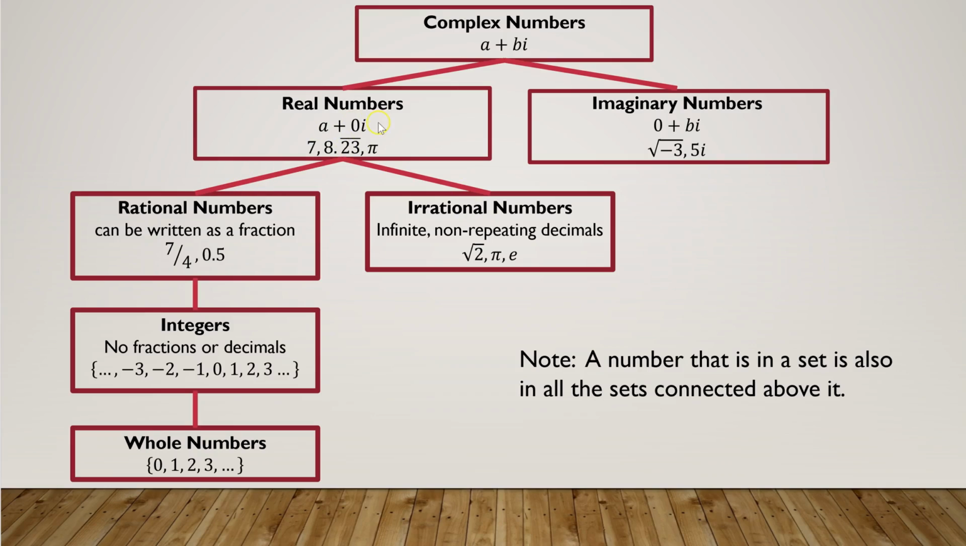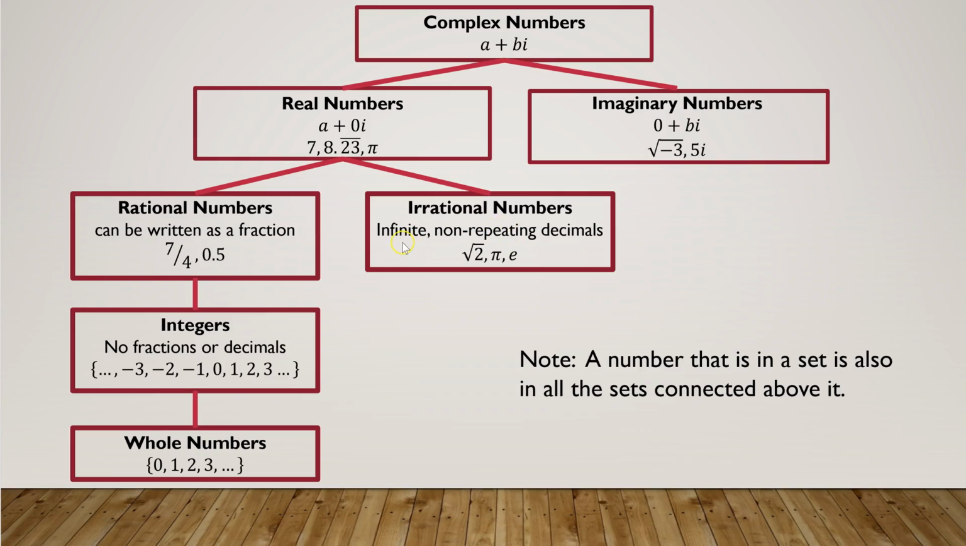Now within the real numbers we have two smaller sets. We have the rational ones, which are the ones that can be written as a fraction. So like 7 over 4, 1 over 3, those are numbers we can write as a fraction. But you also have to be careful about the decimals, because something like 0.5 could be written as 1/2. So that does count as a rational number.